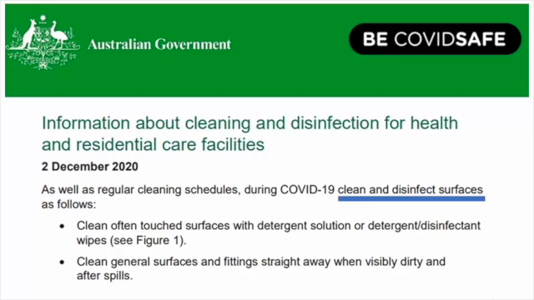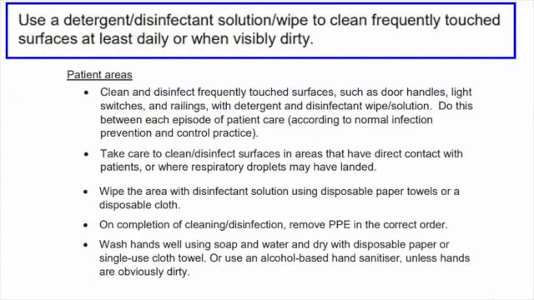If we look at the latest official Australian Department of Health advice issued in December 2020 about cleaning and disinfection of healthcare facilities and also residential aged care, the advice is quite straightforward. To clean the frequently touched surfaces with a two-step, either a combined detergent disinfectant wipe or a detergent wipe followed by a disinfection wipe, and making sure that that wiping process does not spread contamination. So it uses a disposable cloth or a disposable paper towel, and it's done using personal protective equipment.